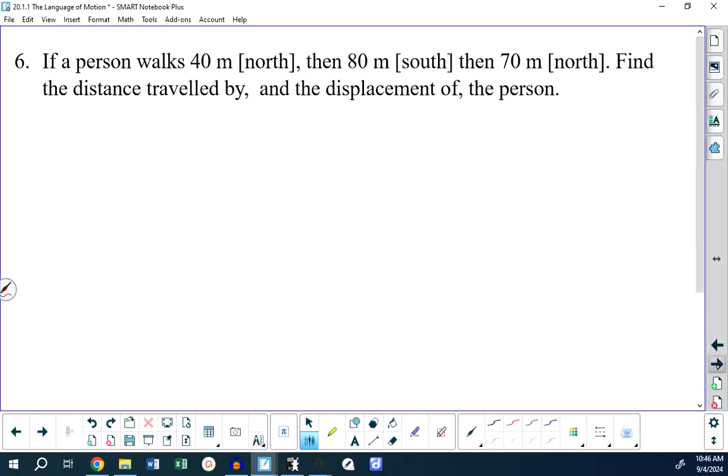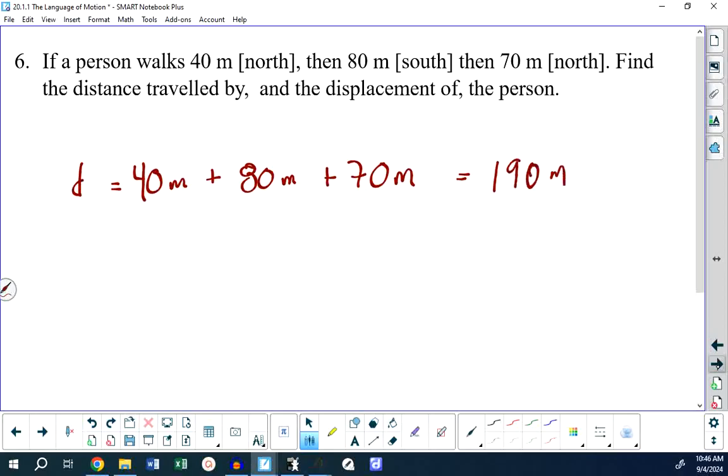Pretty easy one. What is the total distance traveled by this person? They go 40 meters north, 80 meters south, 70 meters north. When I calculate the distance, the north and south has no bearing, no pun intended, on my answer. The total distance is going to be whatever 40 meters plus 80 meters plus 70 meters is. I'm adding distances, which is 150. I get 190 meters. Anybody want to verify my arithmetic there?